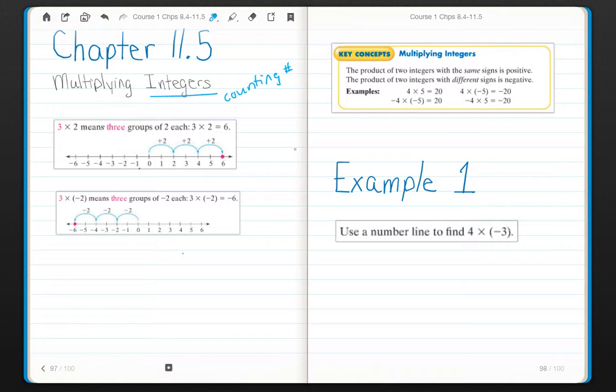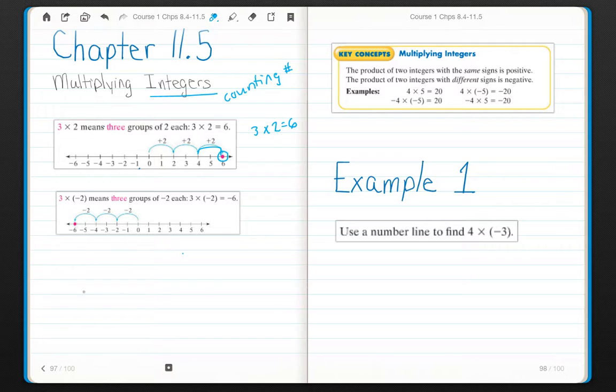So 3 times 2, looking at a number line, means 3 groups with 2 in each group. So if I was to use a number line and I started at 0, I would count my first group of 2, I would count my second group of 2, and I would count my third group of 2, ending up here at 6. Everyone knows that 3 times 2 equals 6.